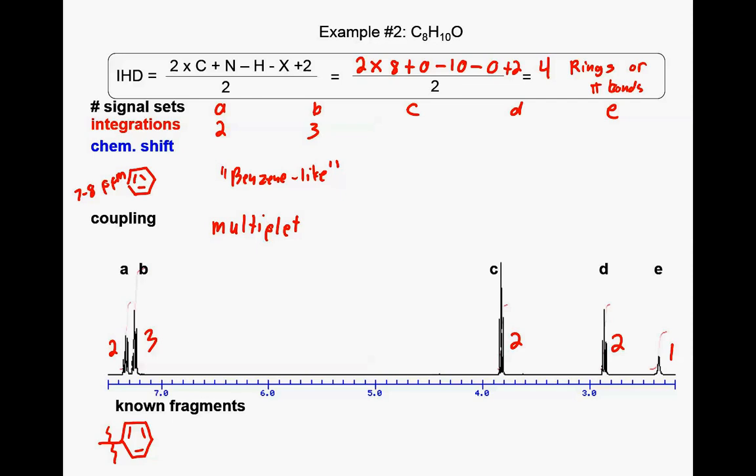All right, so next up, we've got peak C. So our integration is 2, and our shift is right around 3.8, which is pretty close to 4. Anytime we're around 4, what type of structure do we most likely have? Yeah, we're probably next to what? An oxygen. And so we have an oxygen in this molecule, and so that makes total sense. So our chemical shift, which is around 3.8, indicates that we're most likely next to an oxygen.